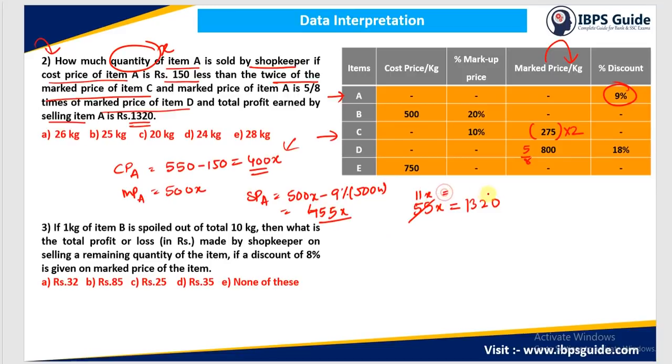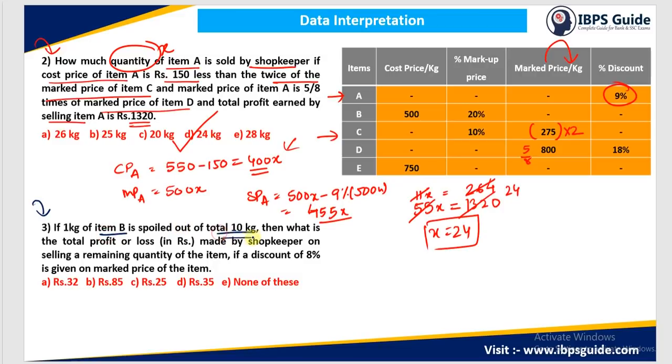11x is equal to, and if I cancel this by 5 2 times, 5 6 times, and 4 times. Right. So again, if I cancel this by 11, 2 times and 4 times. So x is equal to what? 24 kg. That is, I have sold 24 kgs of item A. So my answer will be what? Option D.